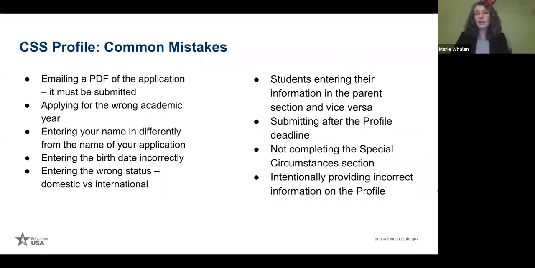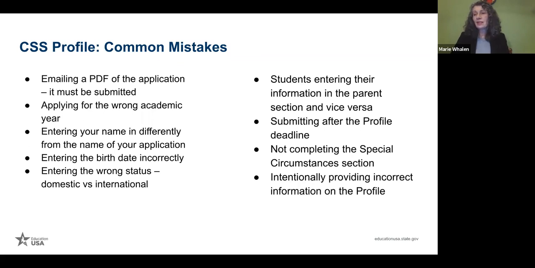So what are some common mistakes that students and families make on the profile? Keeping in mind that once you submit the profile, you can't go back in and change it. So if you do make any mistakes, it's really critical that you email the financial aid office at the colleges to which you've applied and detail the mistake you made and what the correct information should be, so they can note that with your application.